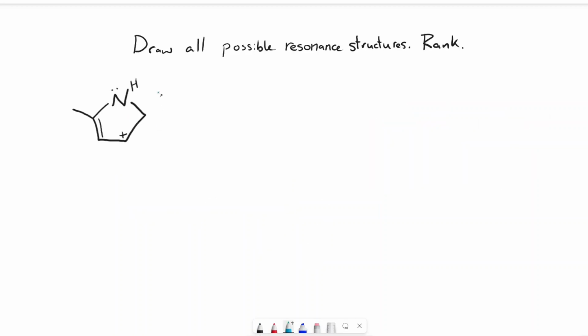For this next problem, we see that we need to draw all possible resonance structures and rank them. For this molecule that we see here, we see that we have a positive charge, a double bond that can move, and a lone pair that can move. Those are the only things. In general, we would like to move things towards the positive charge to stabilize it. So we are going to move this double bond in the direction of the positive. But we are going to take it in baby steps. We are going to draw it onto the carbon. This will create the following structure.